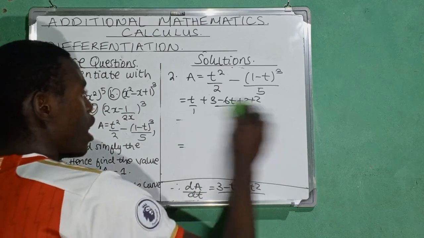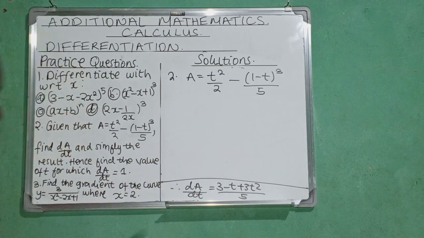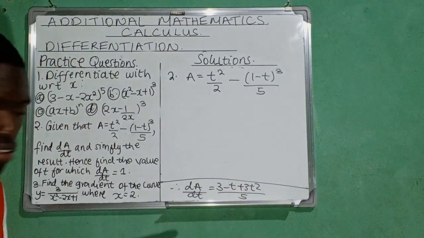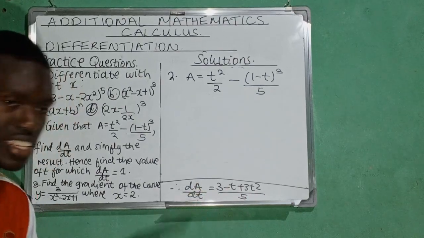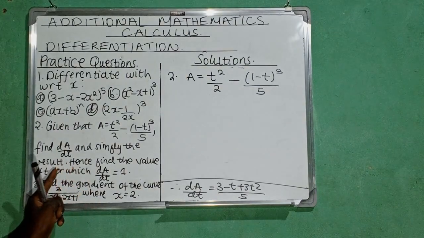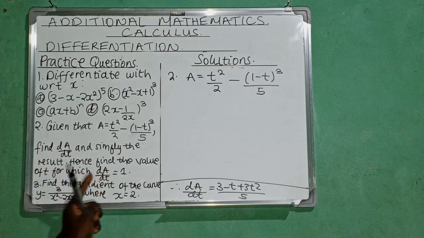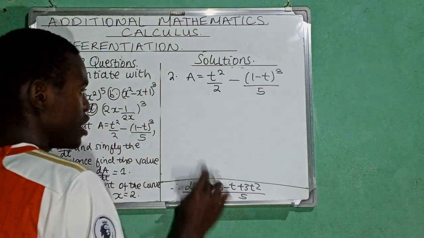Okay, so after doing all that, it means we have now simplified the result. Have you seen the result looks so simplified? So this is an expression for dA/dt. Right. And then they are saying, hence find the value of t for which dA/dt is equal to 1. This is your dA/dt right there.